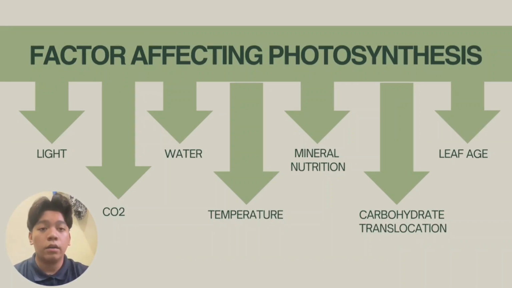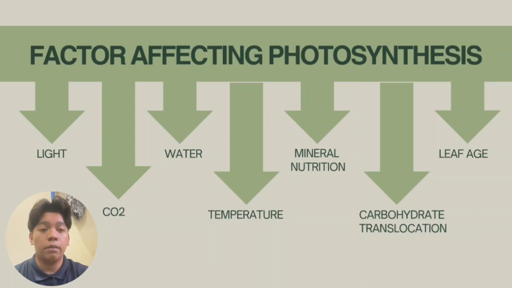And now I will talk about factors affecting photosynthesis. There are several factors that affect the rate of photosynthesis. The first one is light. Light is important because sunlight provides the energy needed for the plant to carry out the photosynthesis process.